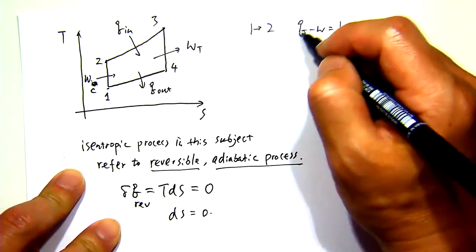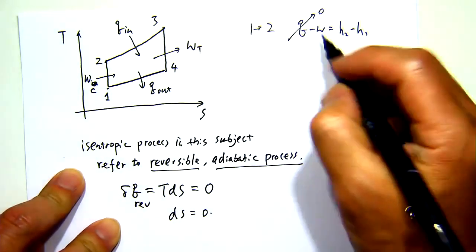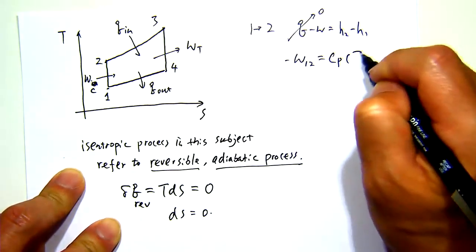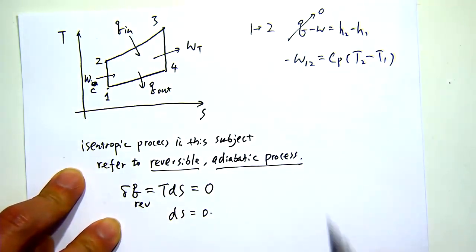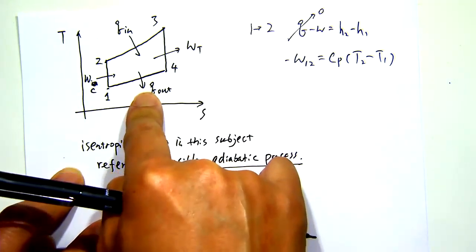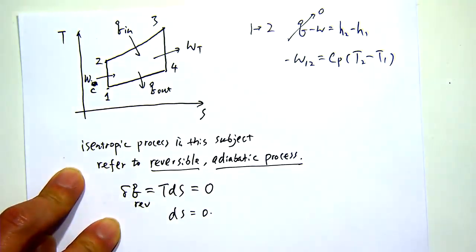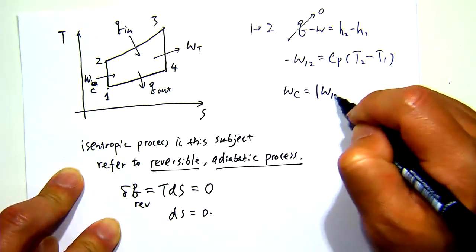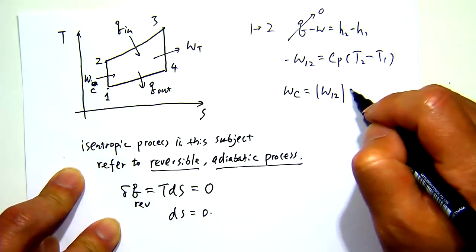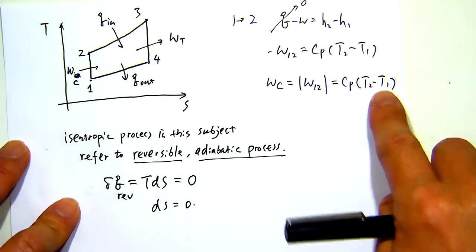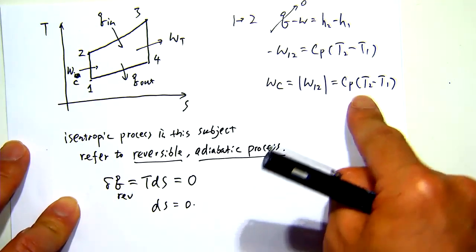Because it's isentropic, Q goes to 0, and the work, minus work 1 to 2, equals Cp times (T2 minus T1). This is a negative work because work is done from the surroundings to the system. When we're dealing with each of these terms, we're only dealing with their absolute value, for both the compressor work and the turbine work. So we call WC equals the absolute value of the work from step 1 to 2, which equals Cp times (T2 minus T1). All right. T1 is the starting point and is typically given. How do we know T2?